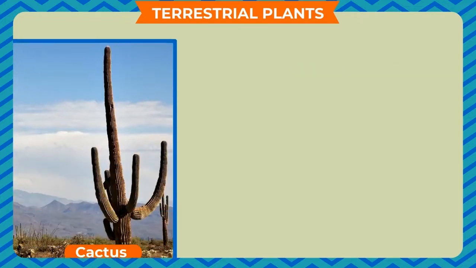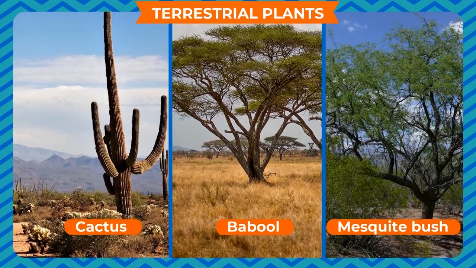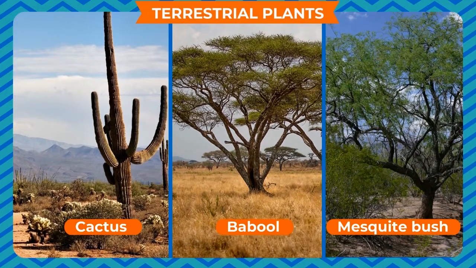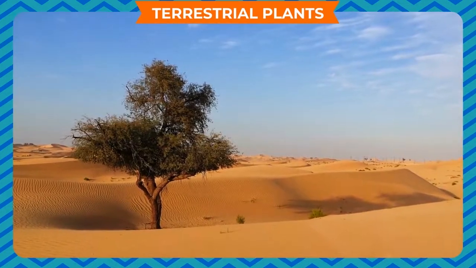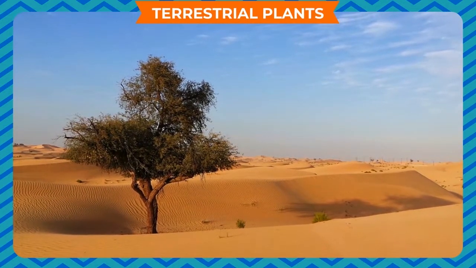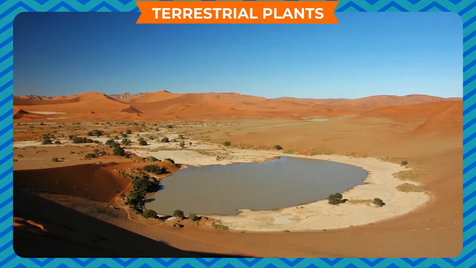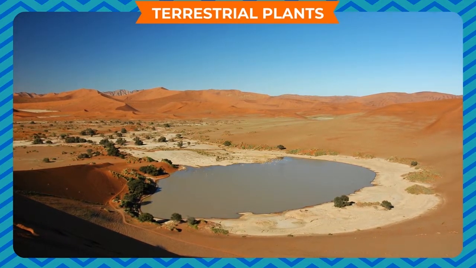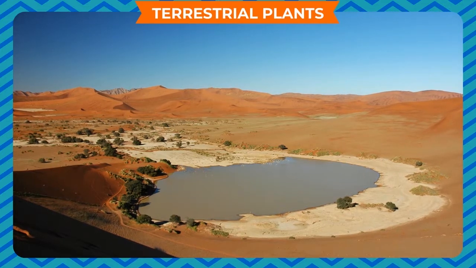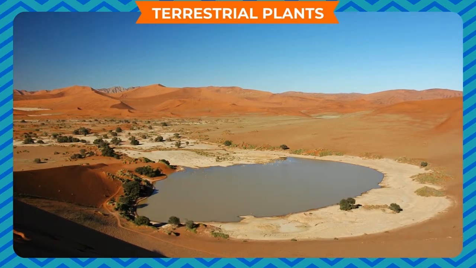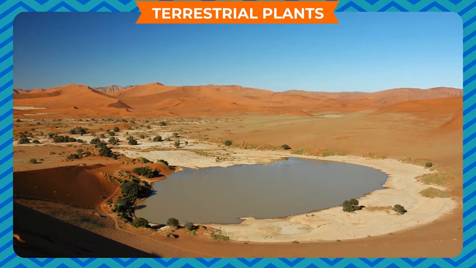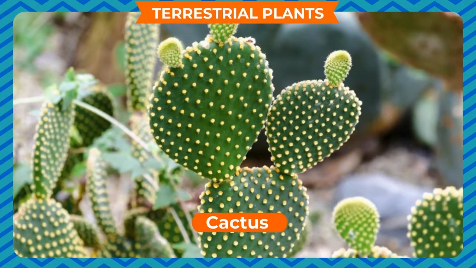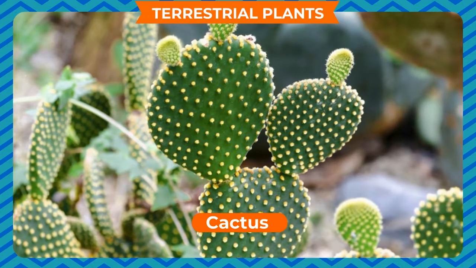Some plants such as cactus, babool, mesquite bush, etc. grow in deserts. Deserts are generally hot and extremely dry areas. There is very little water available for plants in deserts. Plants in these areas adapt according to these conditions. Some desert plants, such as cactus, have spongy and soft stem for storing water.